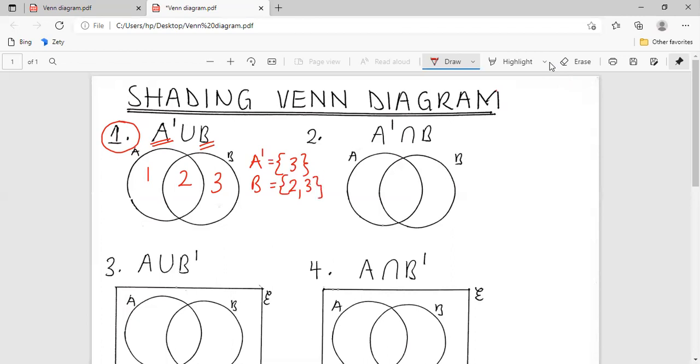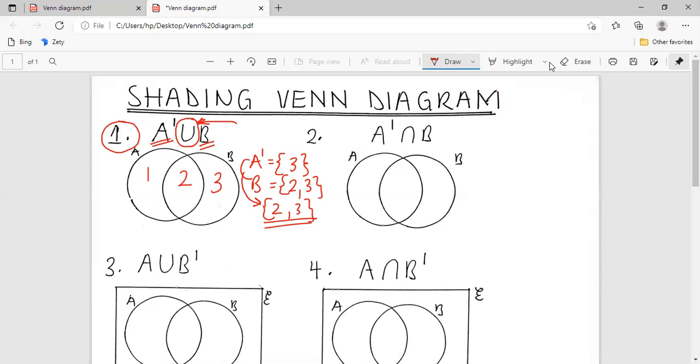After identifying A complement and B, now we turn our effort to the symbol in the middle. This symbol means union. And we know union means we combine the 2 solutions. This solution and this one, we put them into one. A complement has 3, set B has 2 and 3. If you combine the 2 in terms of union, because to unite is to combine the 2 sets together, we shall get 2 and 3.